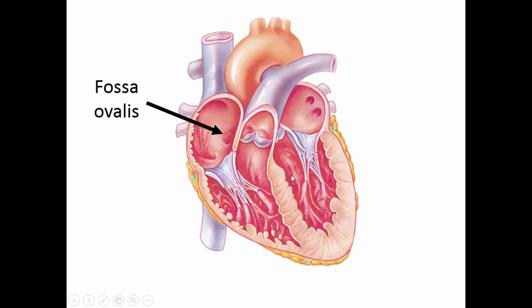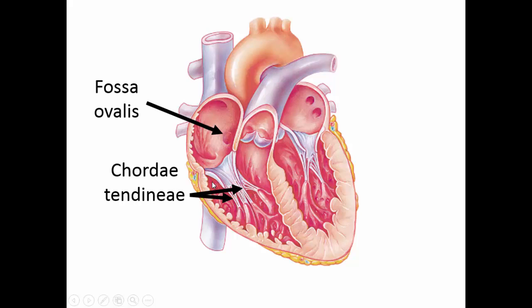The fossa ovalis is a little depression that can be seen on models. It's very hard to see on actual hearts. This is another leftover from the fetal circulation. During the fetal circulation, there was a hole in the septum between the right and left atria. This allowed blood to go from the right atrium straight over to the left atrium and bypass the lungs. This is the leftover scar of that little opening.